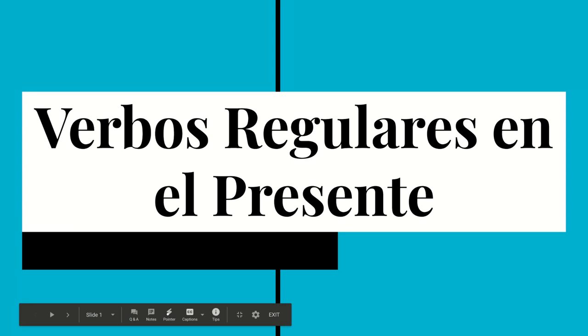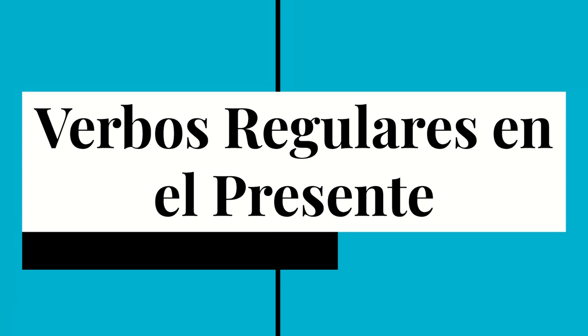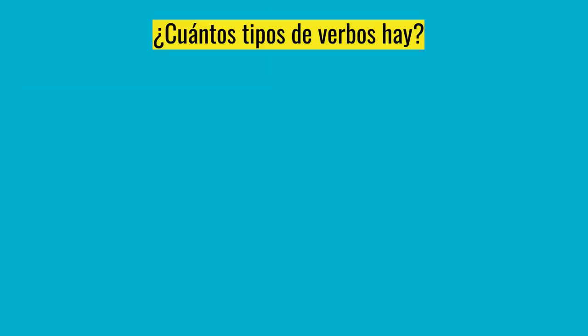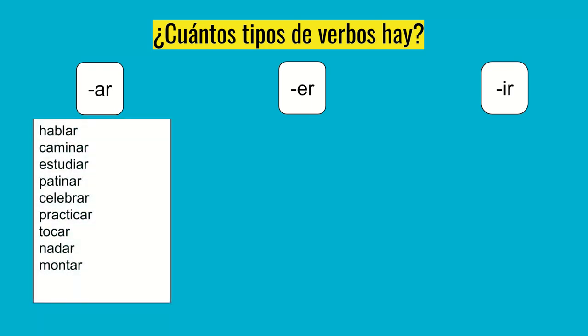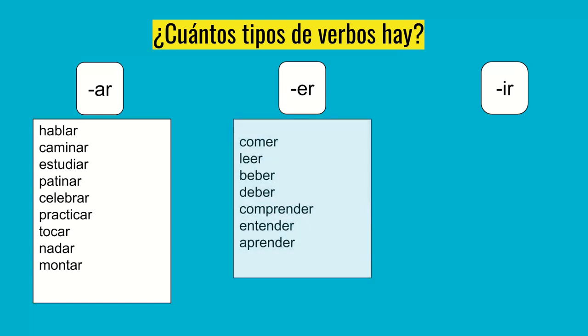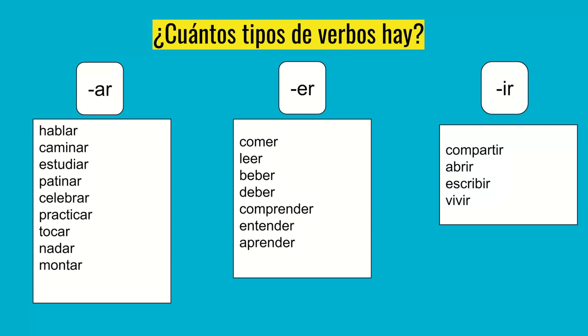Hola, so in today's video, we're going to be going over regular verbs in the present tense. If you remember from Spanish 1, how many types of verbs were there? There were 3. You had verbs that end in AR, ER, and IR. Those are some of the verbs that you learned: hablar, caminar, estudiar, patinar. If you look at them, they all end in AR. Comer, leer, beber. Those are all verbs that end in ER. And then you have verbs that end in IR, such as compartir, abrir, escribir, vivir.